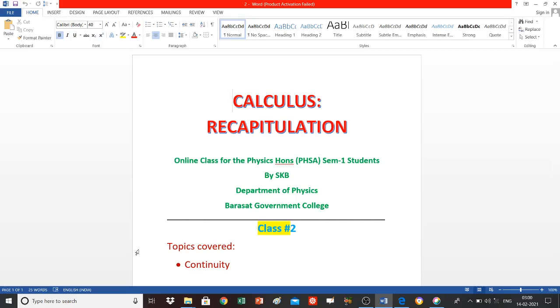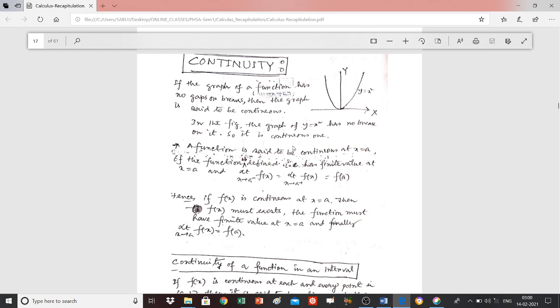Dear students, this is the second class on the chapter Calculus Recapitulation, and in this class we are going to learn continuity of a function. That is, how to test whether a given function is continuous or not continuous. So let us start. First, we need to know what continuity is.